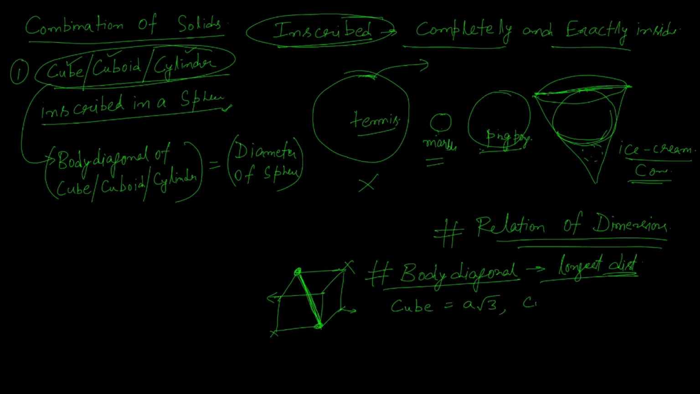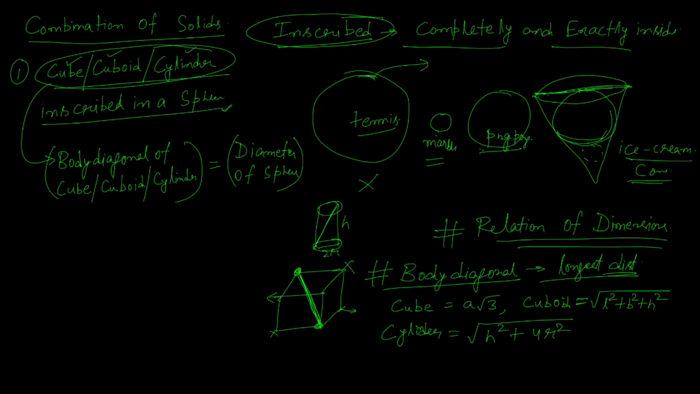Okay, and the length of body diagonal in case of cube is simply a root 3. In case of cuboid, it is the extension of rectangle diagonal, that is root of L square plus B square plus H square. In case of cylinder, in fact, you should be able to do this calculation on your own also. You can just check that for cylinder. This is the distance. So this is H and this is 2R. So square root of H square plus 4R square. Right angle triangle usage. Fine.